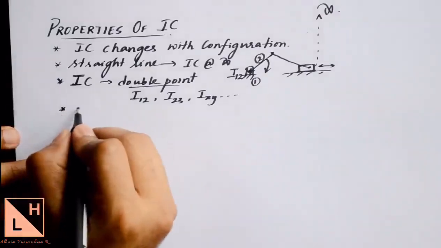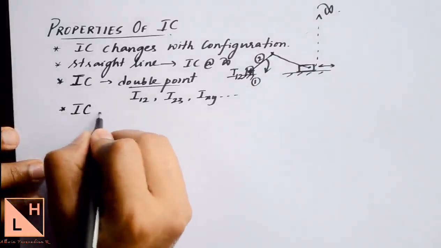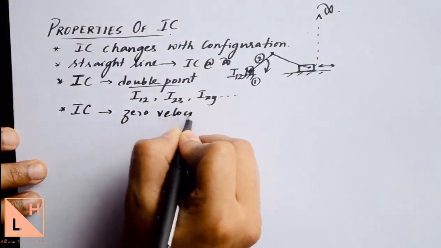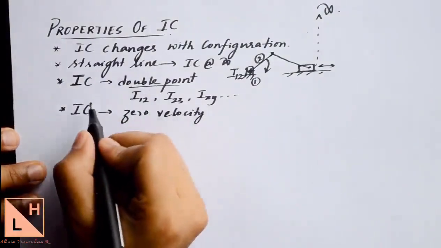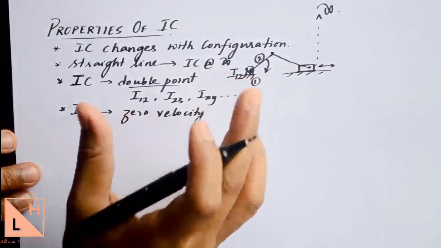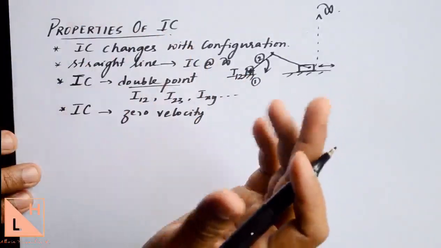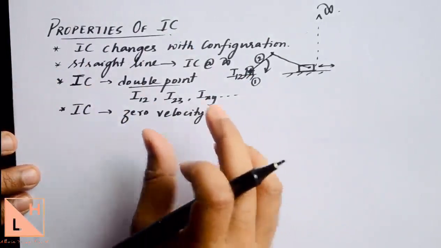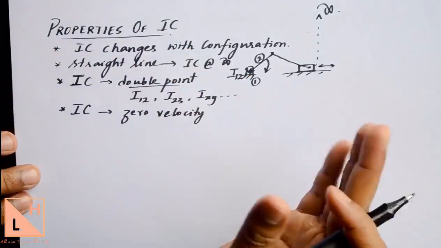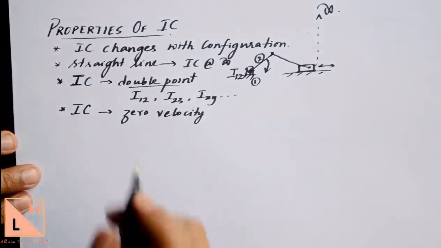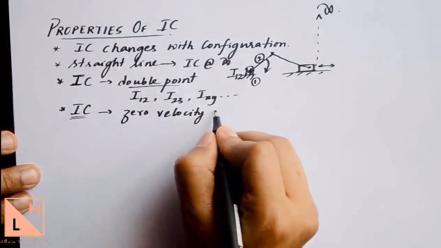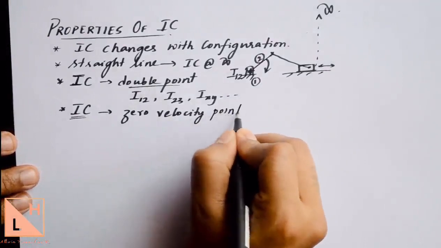Next, the property you note here is that the instantaneous center is simply a zero velocity point. Why? Because as I mentioned, instantaneous center exists only for that particular instant of motion of the link. So the instantaneous center will never move. The thing is that for different positions of the link motion, you will have different instantaneous centers. So the instantaneous center will never have any motion. So it is a zero velocity point.